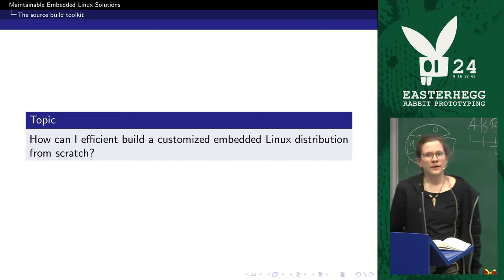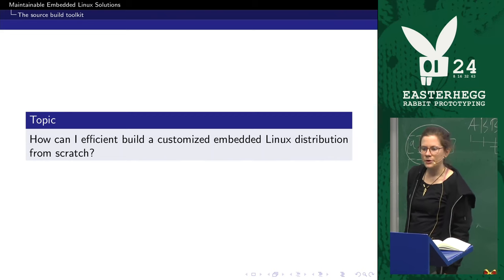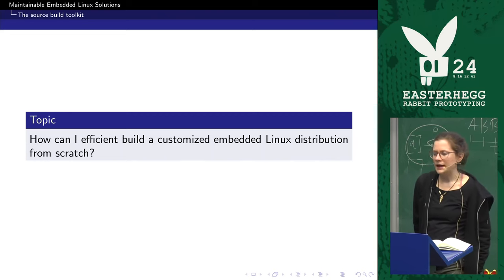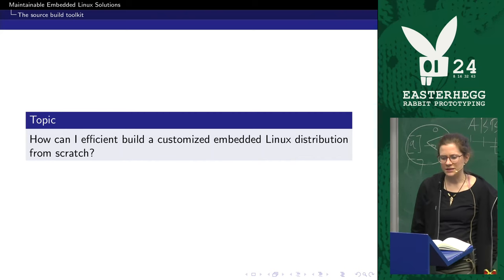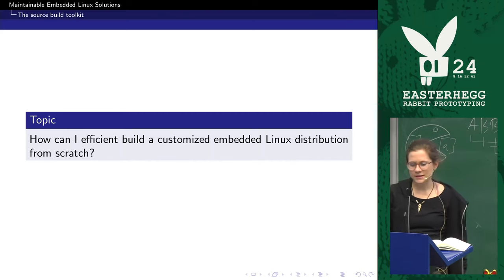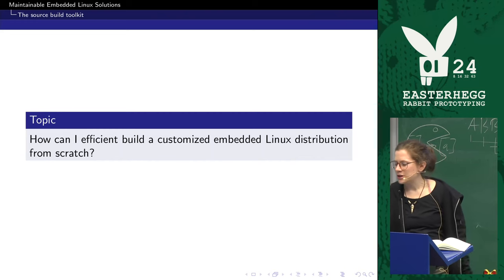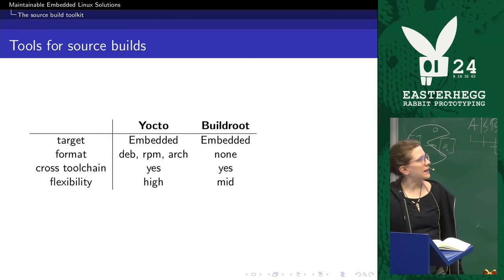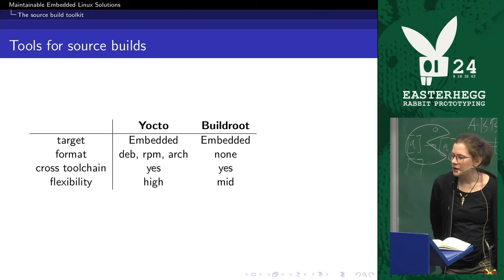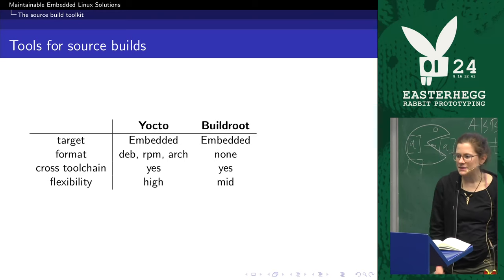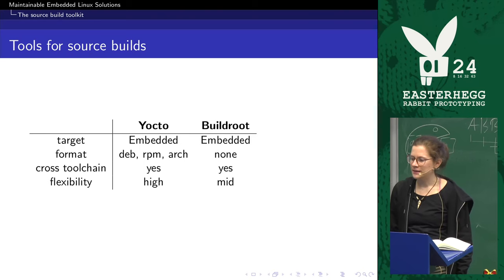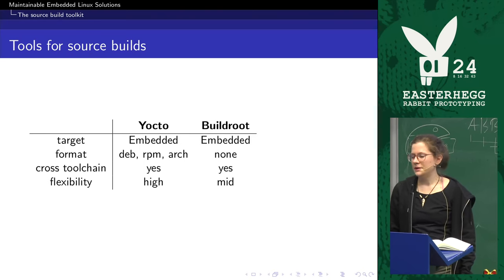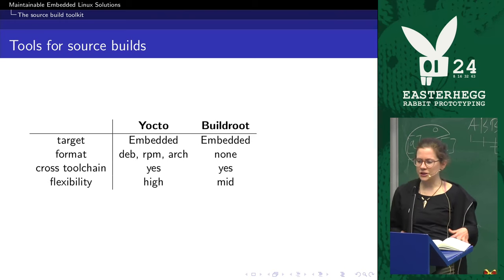So now I've introduced the three basic approaches. We will now take a closer look at each of the approaches and how I can build an embedded Linux distribution with them. Let's first start with the from scratch approach. So I introduced before Yocto and Buildroot. They're both targeting embedded systems. And Yocto basically supports all major package formats, but Buildroot has not really the concept of packages.